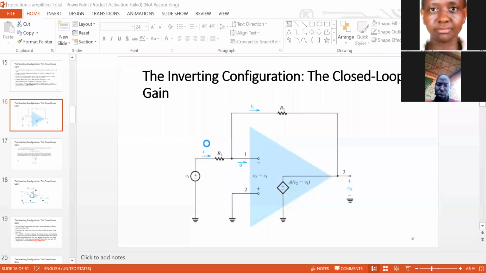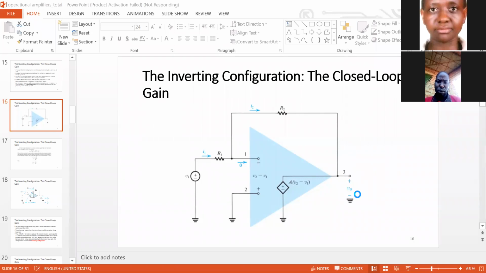Now, in this diagram that we see, we have taken all the information about the inverting configuration, and we want to analyze it in order to derive the closed loop gain. So what are we seeing in this diagram?